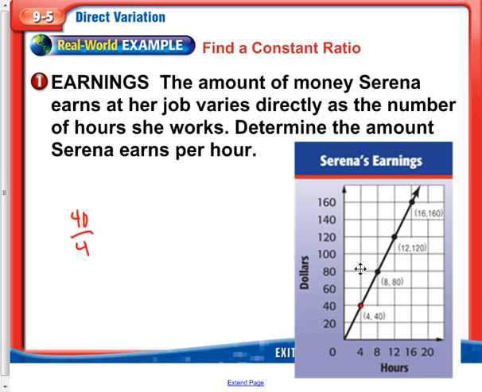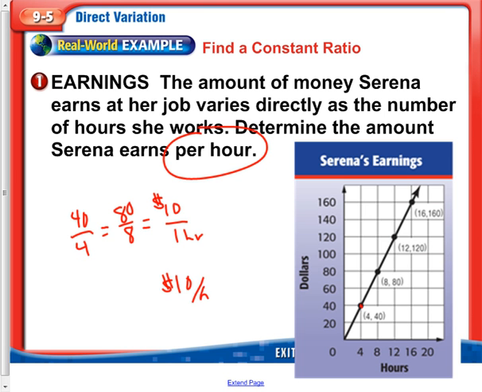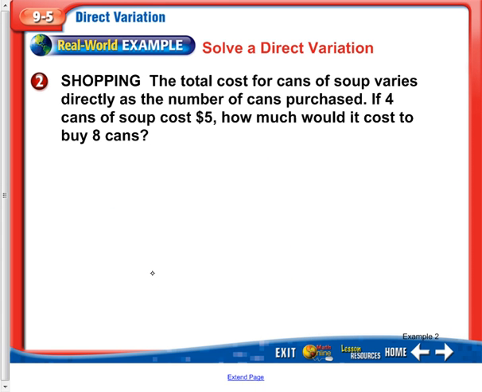Okay, as you look here, after working for 4 hours, she earns $40. Okay, and then after working 8 hours, she earns $80. All right, so these are equivalent ratios. Now let's go ahead and simplify them both down to what they stand for. So what this means is 10 to 1 because they want per hour. So $10 per 1 hour, or simply $10 per hour. Okay, so that's again, this would be your constant rate of change. So again, talking about direct variation.